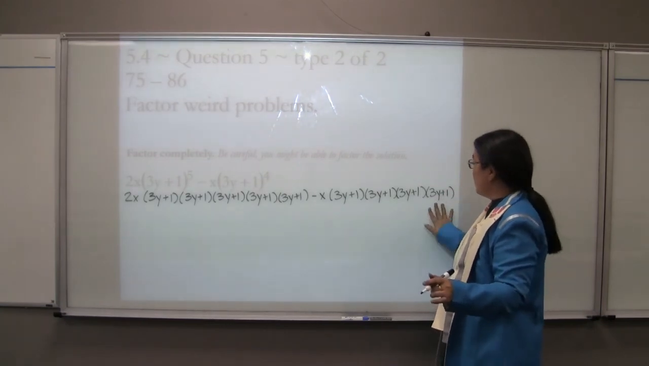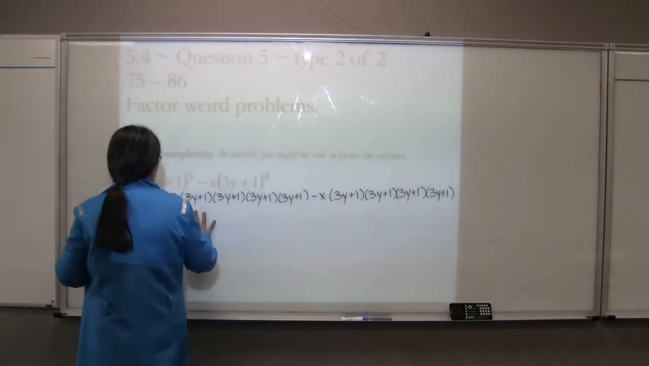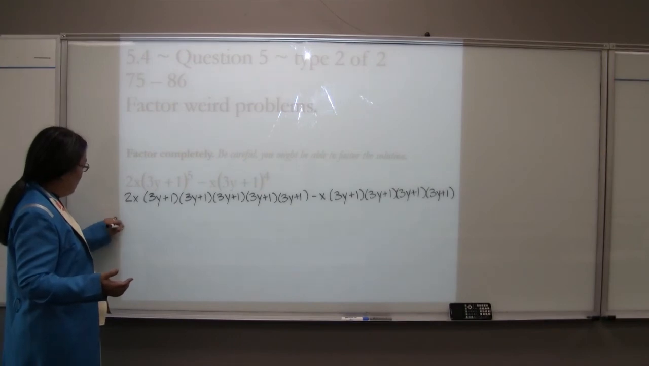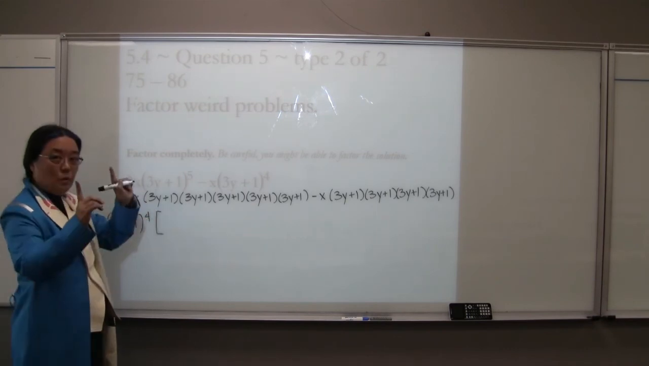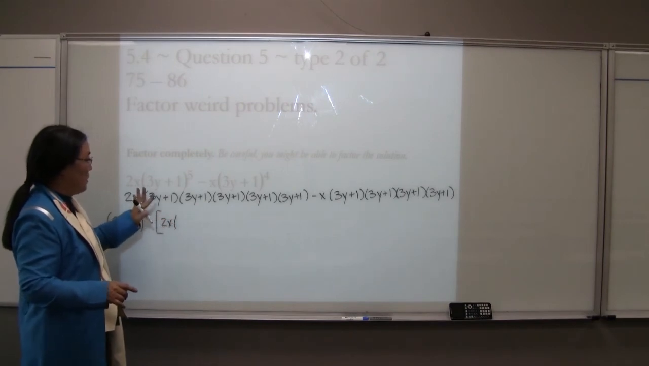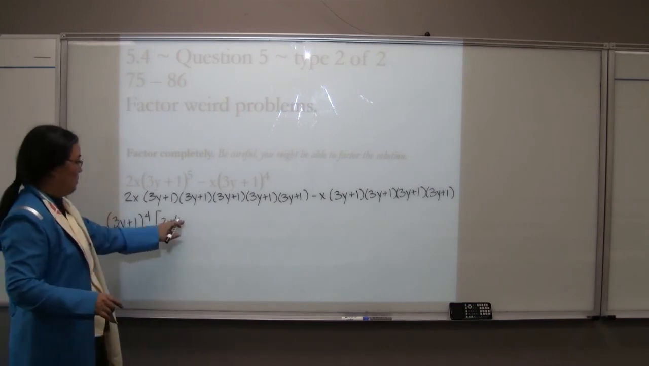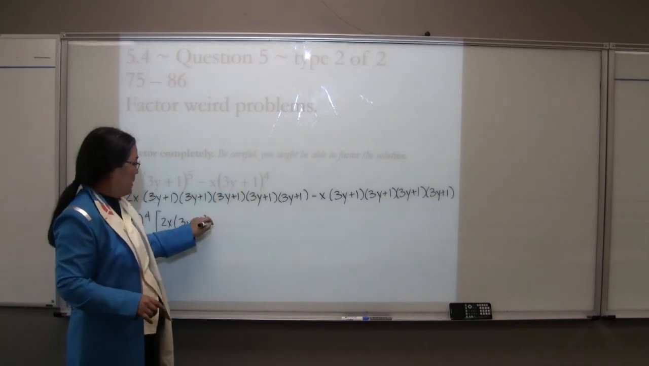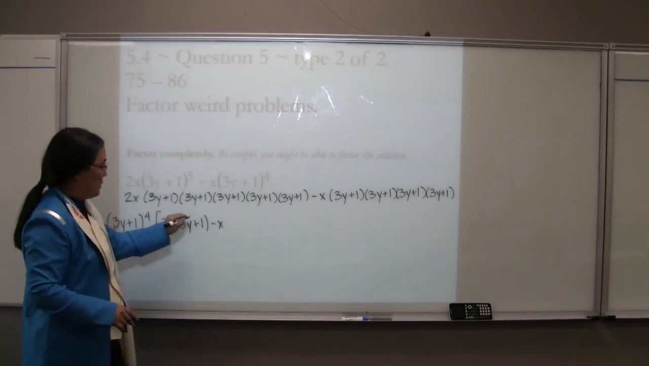Not only that, there's 1, 2, 3, 4 3y plus 1's here, and 1, 2, 3, 4 3y plus 1's here. There's a GCF. And that GCF is 3y plus 1, 4 times. Bracket. We have leftovers. There's a 2x. That is a monomial which comes before the binomial. There were 5 3y plus 1's and we factored out 4 of them. One of them is still left. We have a minus x. And we had 4 3y plus 1's. We factored out 4 3y plus 1's.